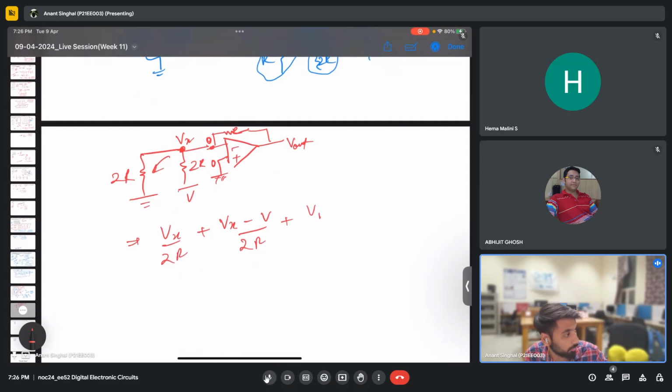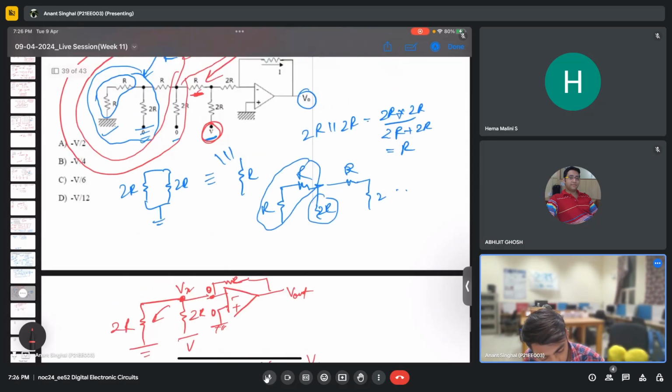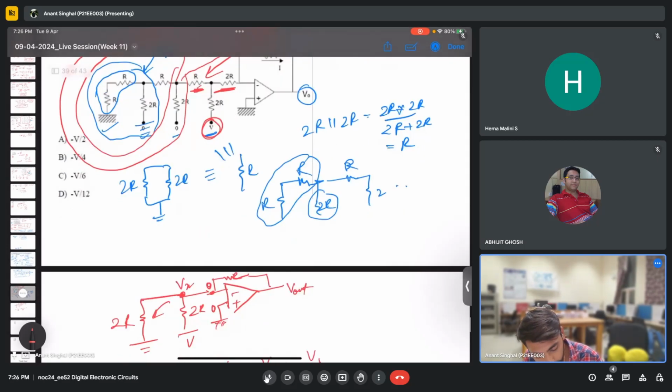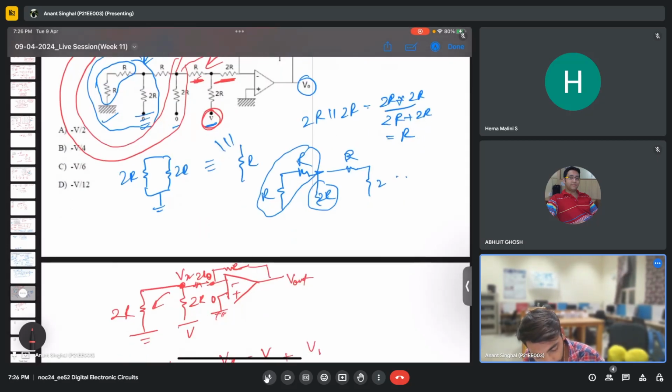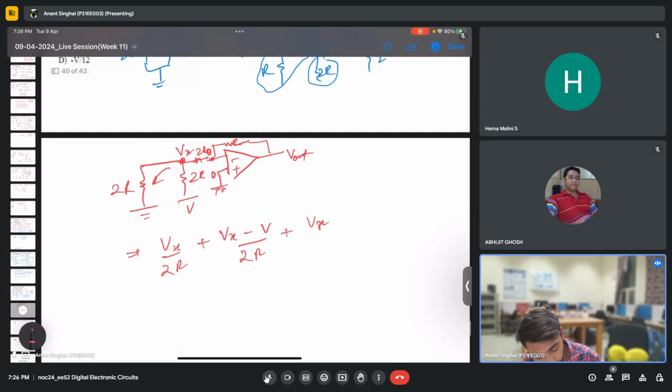so this will be plus Vx by 2R. There was a 2R here also, which I have made. Plus Vx by 2R is equal to 0, which will give me 3Vx minus V is equal to 0, and V will be finally 3Vx.